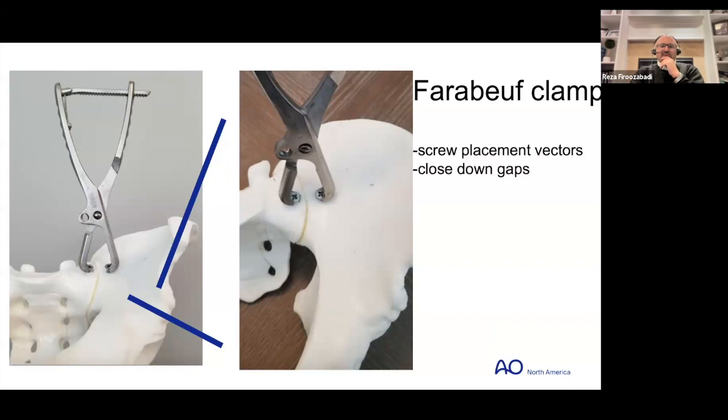The blue markers I have there are really the 5mm Chance pins to help me manipulate this to get it close enough where the Faribuff really just closes it down. You have to have that reduction pretty close to being right on before you squeeze that Faribuff down.